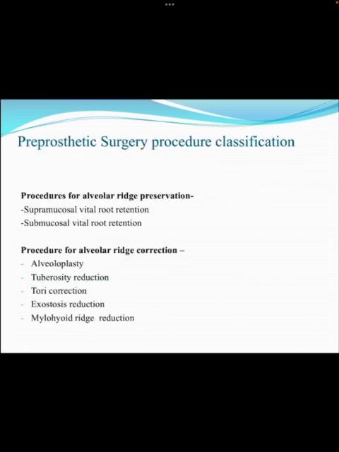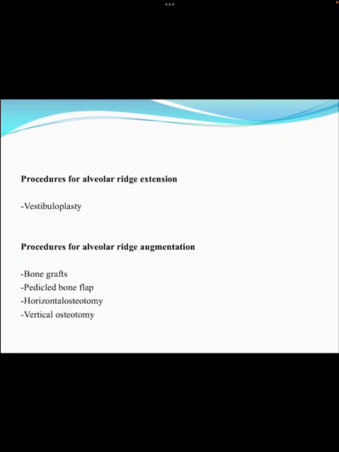Coming on to the pre-prosthetic surgery classification: procedures for alveolar ridge preservation, that is supramucosal vital root retention and submucosal vital root retention; procedures for alveolar ridge correction, that is alveoloplasty, tuberosity reduction, tori correction, exostosis reduction, and mylohyoid ridge reduction; procedures for alveolar ridge extension, that is vestibuloplasty; and procedures for alveolar ridge augmentation, that is bone grafts, augmentation, and pedicle bone flap.